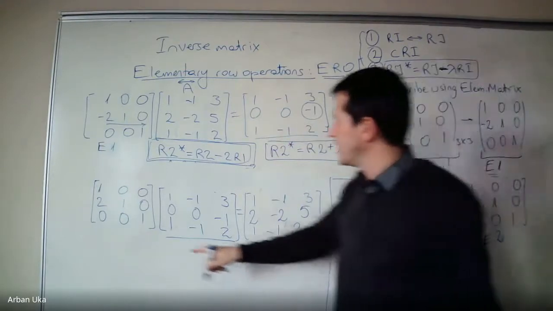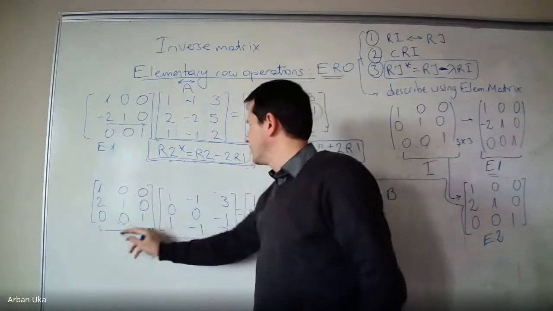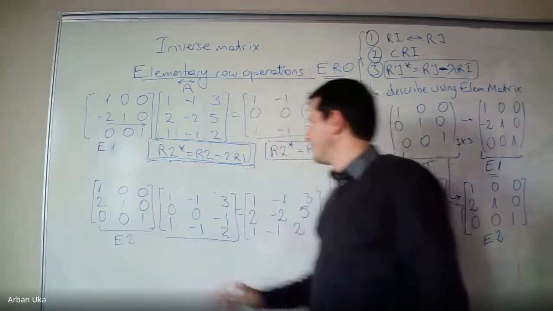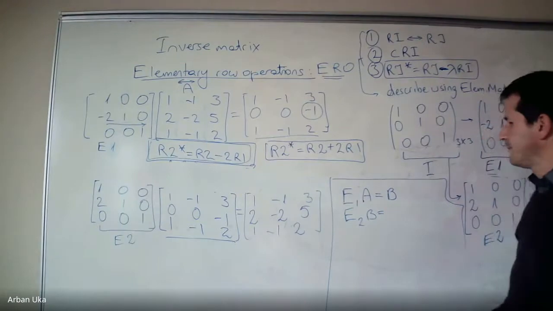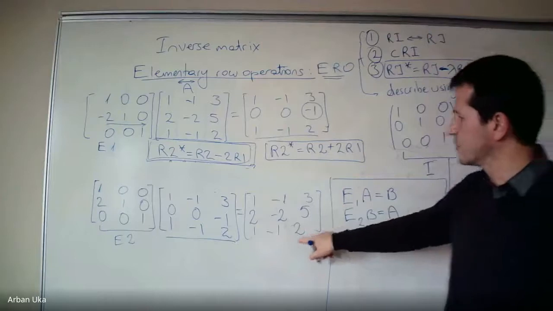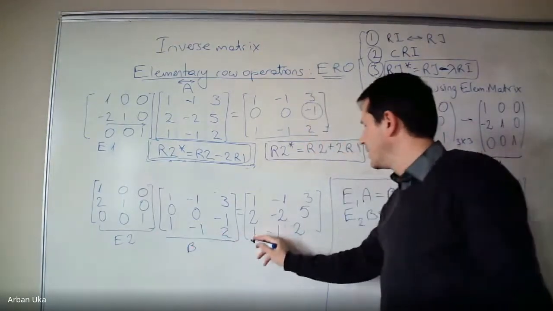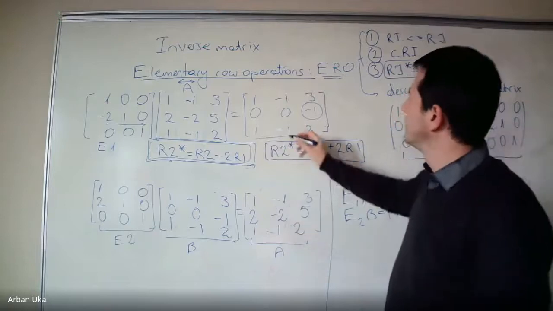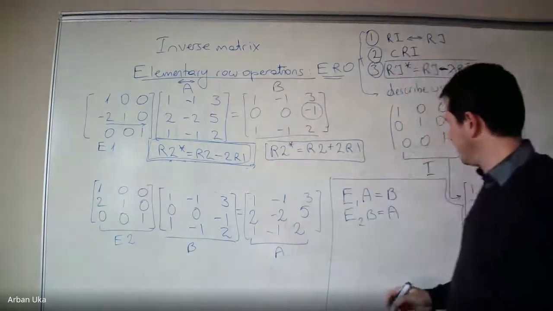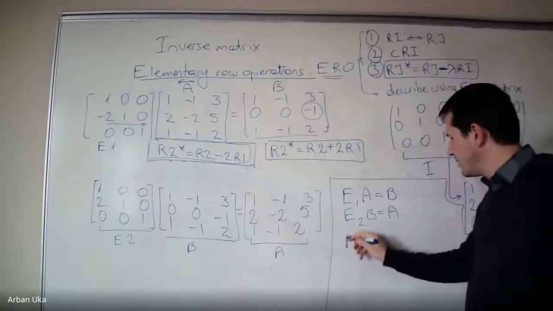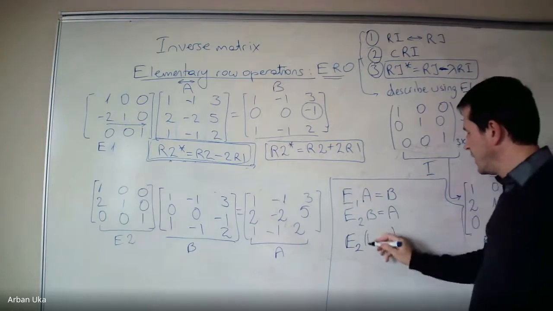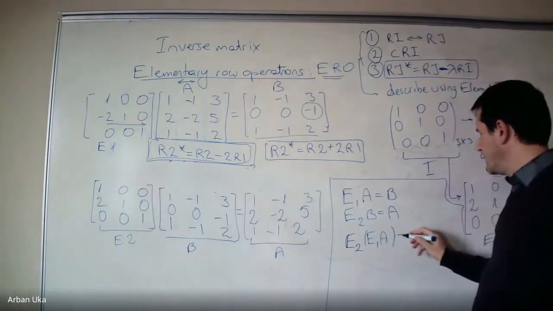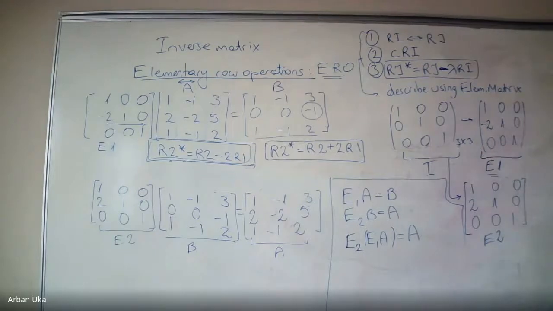Then we multiplied with E2, because this is E2. Then we multiplied E2 with B. What did we get? We got A again. So let's not forget this is B, and this answer here is A. So here we have E2 times B. Let's substitute the B with E1A, and this is equal to A. So this is what we observe.